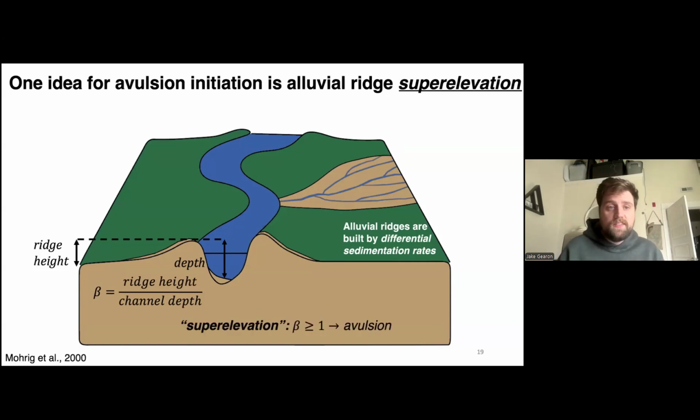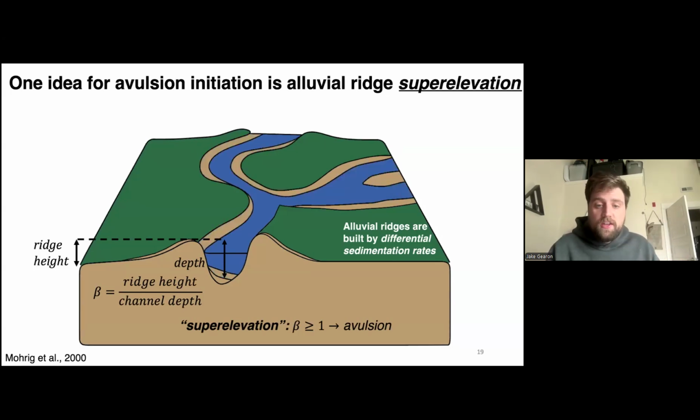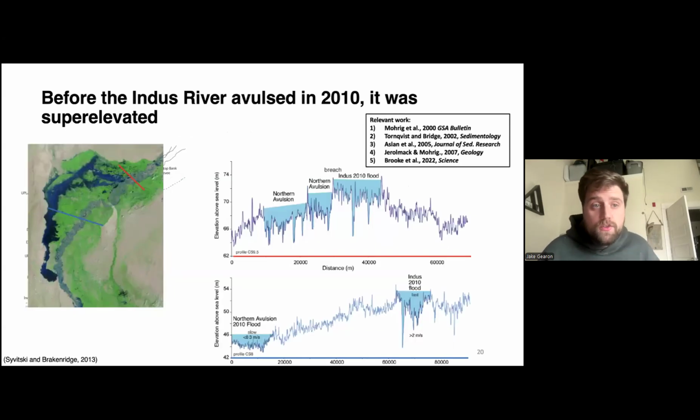And theory says that when beta, or superelevation, is above 1, meaning the bottom of the channel here is equal to the floodplain elevation, we should expect an avulsion to occur. And there is good evidence to support alluvial ridge superelevation.